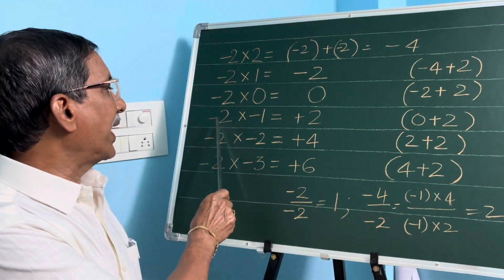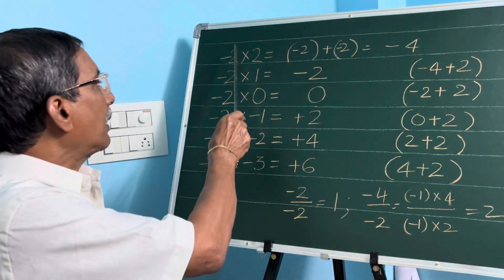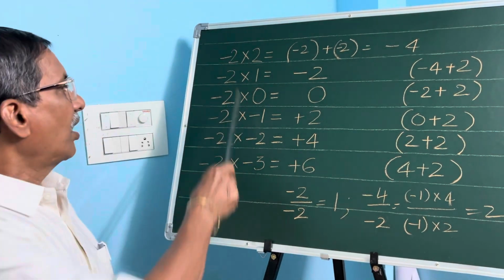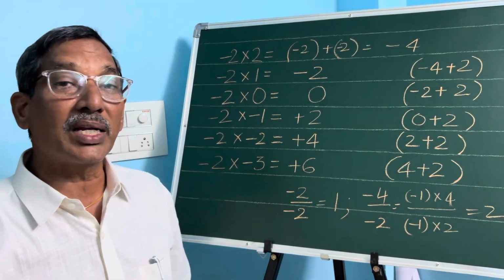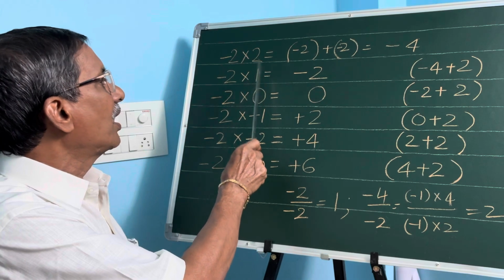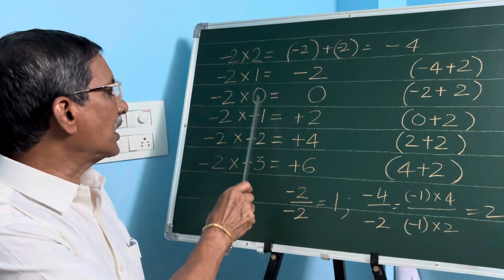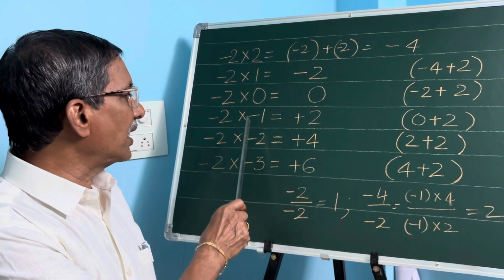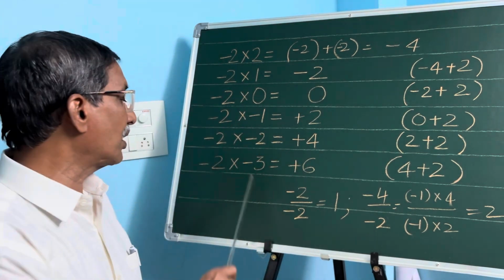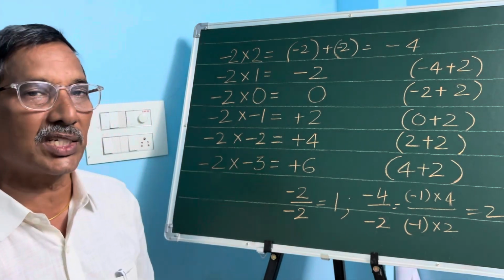Coming to the next one, minus 2 into minus 1. Here the multiplicand is static, it is not changed, always minus 2, but the multiplier is decreasing by 1. 2, minus 1 is 1, 1 minus 1 is 0, 0 minus 1 is minus 1, minus 1 minus 1 is minus 2, minus 2 minus 1 is minus 3. The multiplier is decreased by 1 each time.